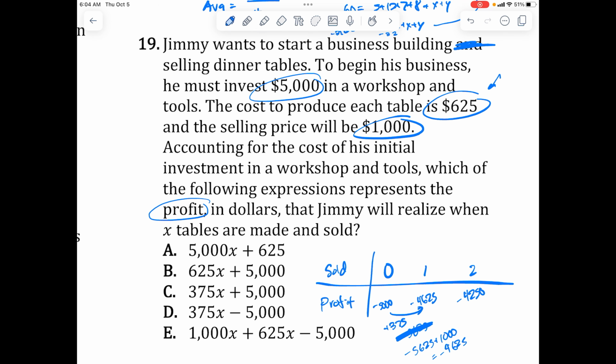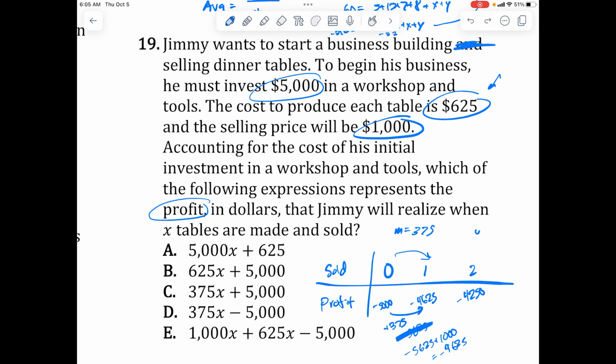4250, right? You keep going. Now, how do you model this as an equation? You could just plug this into the y equals mx plus b formula. You know that your slope is really just going to be 375 because for every increase in one of your sold items, which you're trying to model, your profit is going to increase by 375. That's your rise over run.